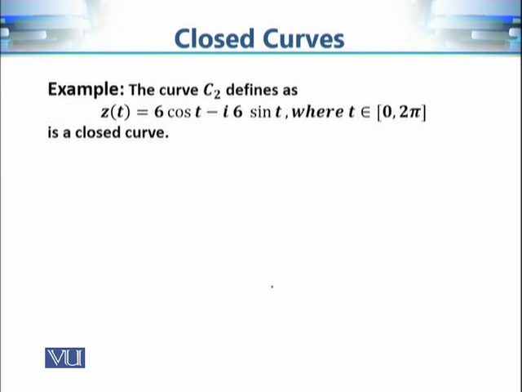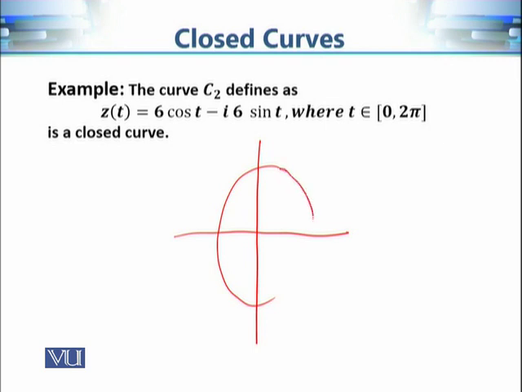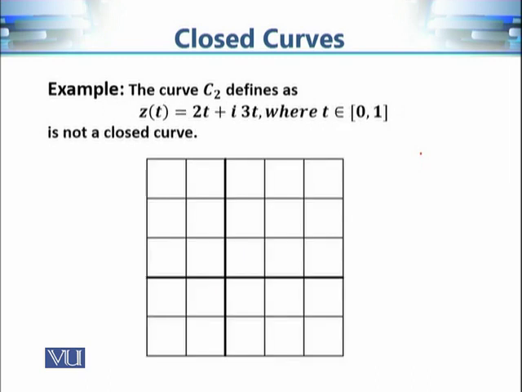Now let's consider this example. So in this example, we observe that this is basically a circle where the initial point and the final points are same. Okay, so this is a closed curve. Now let's consider another example and try to observe if it is a closed curve or not.